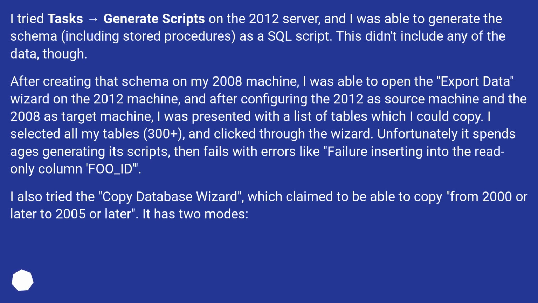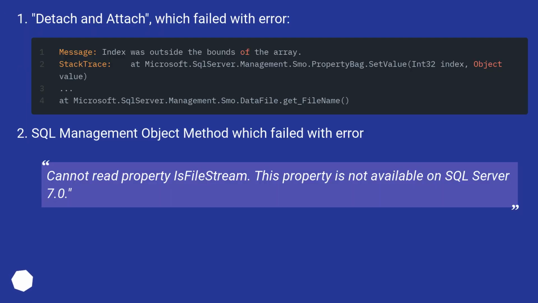I also tried the Copy Database wizard, which claimed to be able to copy from 2000 or later to 2005 or later. It has two modes. Detach and attach, which failed with error. SQL Management Object method, which failed with error. Cannot read properties file stream. This property is not available on SQL Server 7.0.